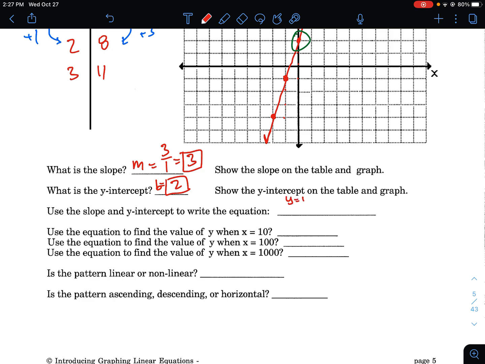Let's use the slope and y-intercept to write the equation. Remember, y equals mx plus b. Our m is 3. Our b is 2. So y equals 3x plus 2.